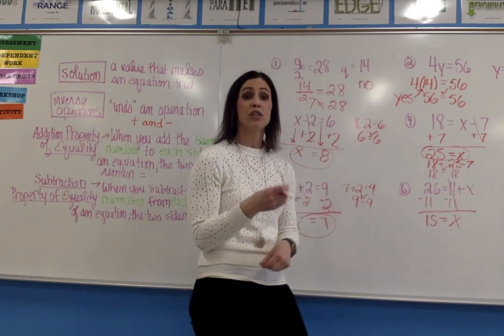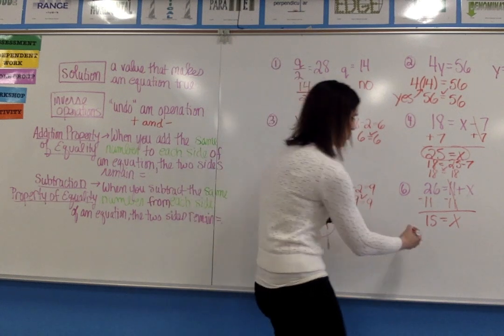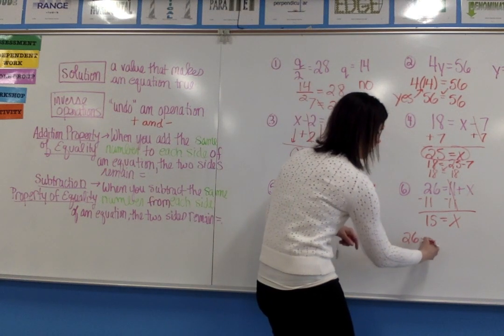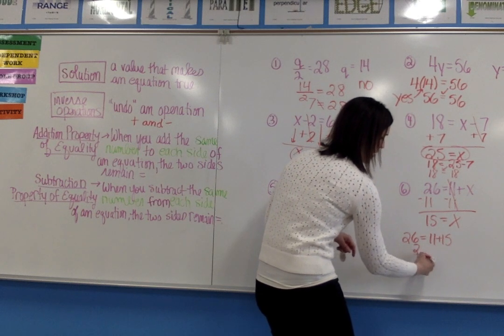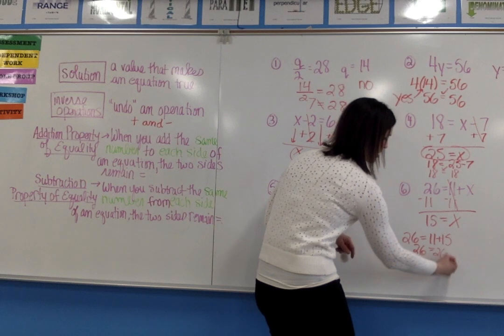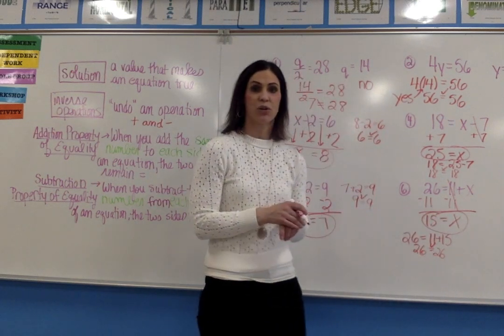Once again, it's important that you check your solution. This is how you determine if you may have an error. So I'm going to put 15 into my original equation. 26 equals 11 plus 15, and 26 equals 26. So I know that I solved my equation correctly.